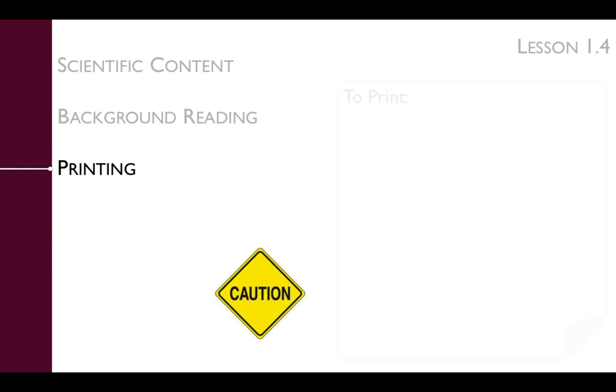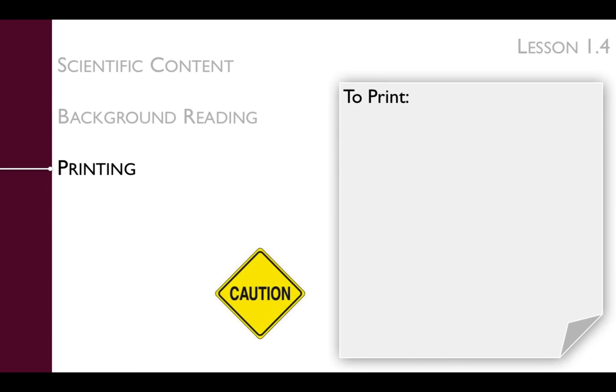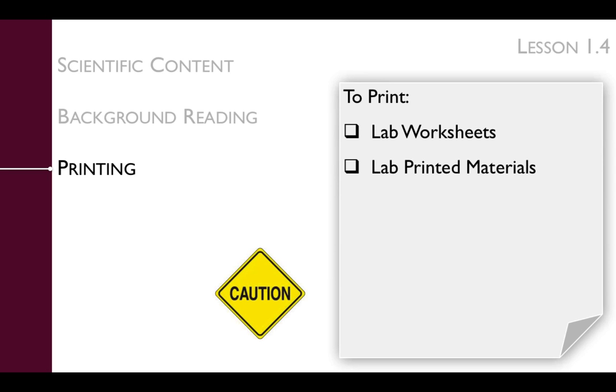You'll need to be sure to print several documents to prepare for this lesson. And caution, there are several different materials to gather to be prepared to teach this lesson. To print, you will need lab worksheets for each student and printed materials for the lab. All of these can be reused in following years, so it might be a good idea to either laminate them or put them in sheet protectors.